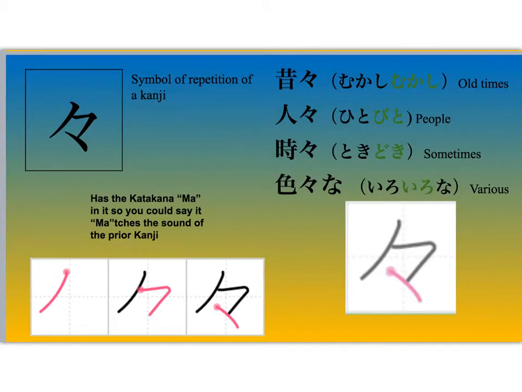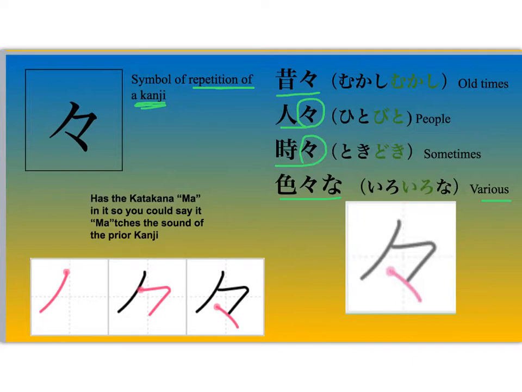This kanji is quite easy. It is a symbol rather than anything that has a particular meaning. It repeats a sound or repeats the kanji itself. So we see it in things like mukashi, mukashi. Hitobito, notice there's a sound change with that one. Tokidoki as well, a sound change. Iroiro na, meaning various.